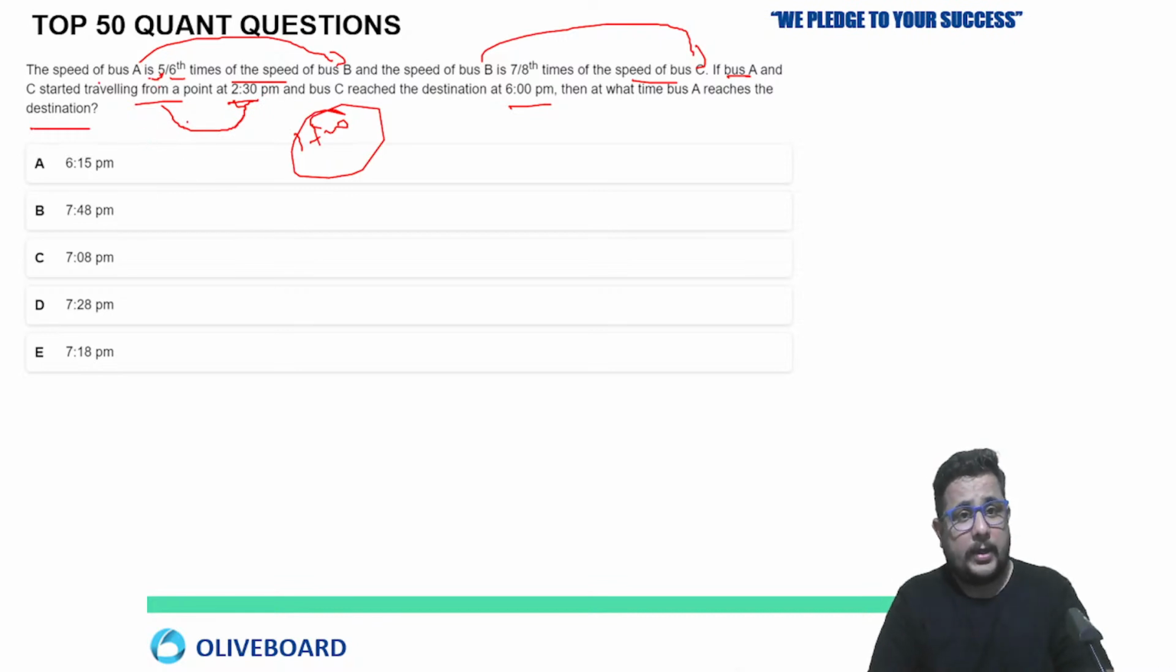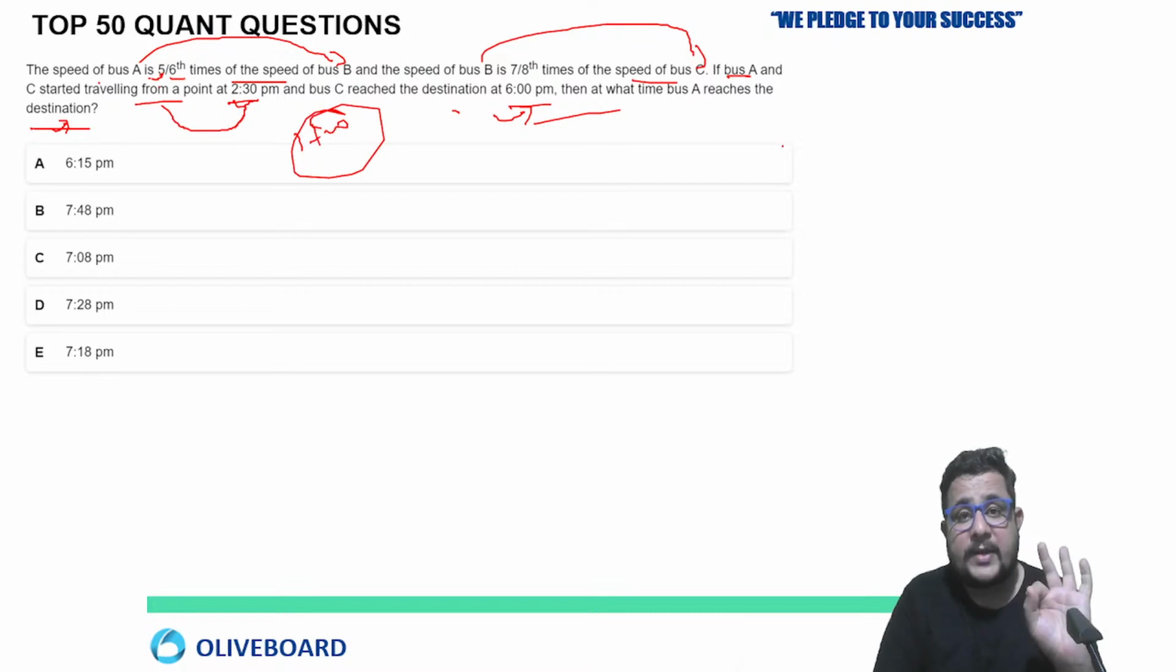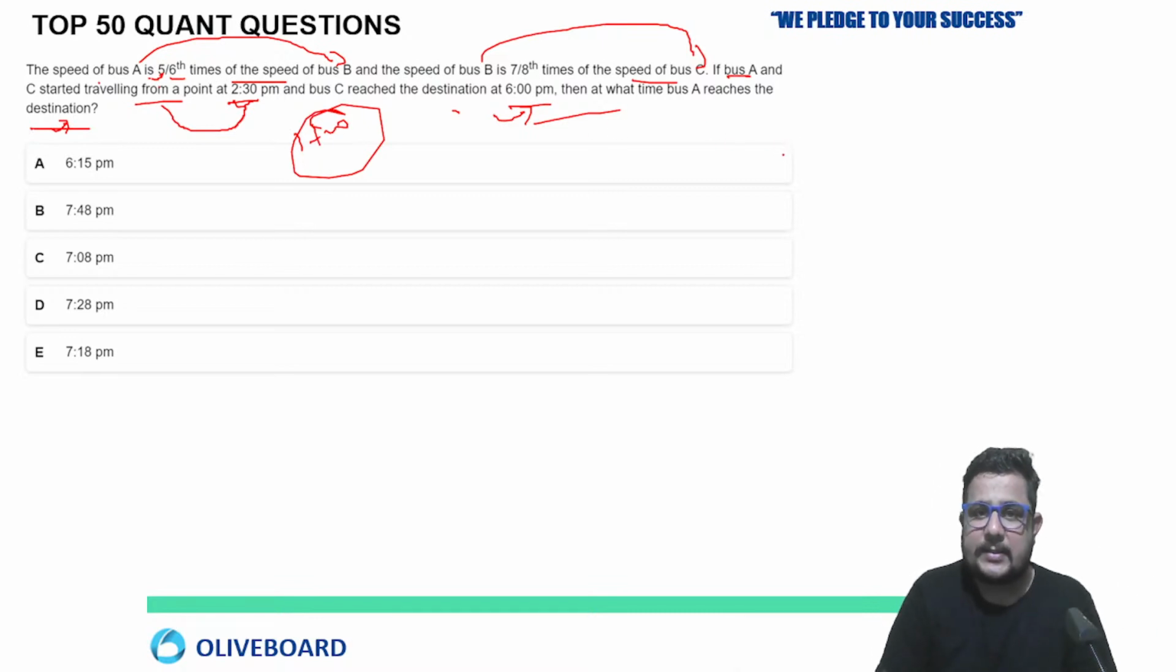Okay, point at 2:30 p.m. Bus C reaches the destination at 6 p.m. At what time does bus A reach the destination? This can be done in two ways. Either you can do it by the basics or directly by time ratio. Just reverse the speed ratio, compare the time ratio, and you will get the timing directly. Just count that from 2:30, and you will get the exact answer.